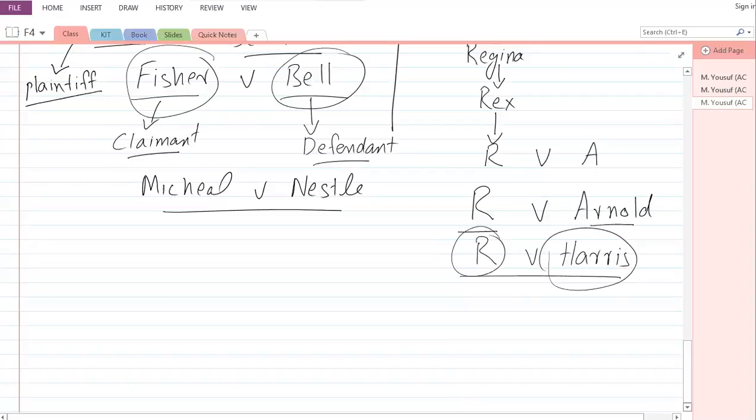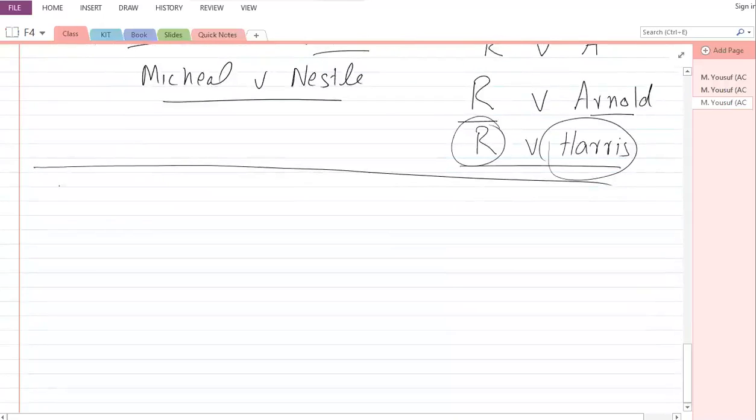So I am hopeful you would have understood the differentiation between civil law and criminal law. Yes, the last thing about the differentiation between civil law and criminal law is the burden of proof. So who has the burden of proof?